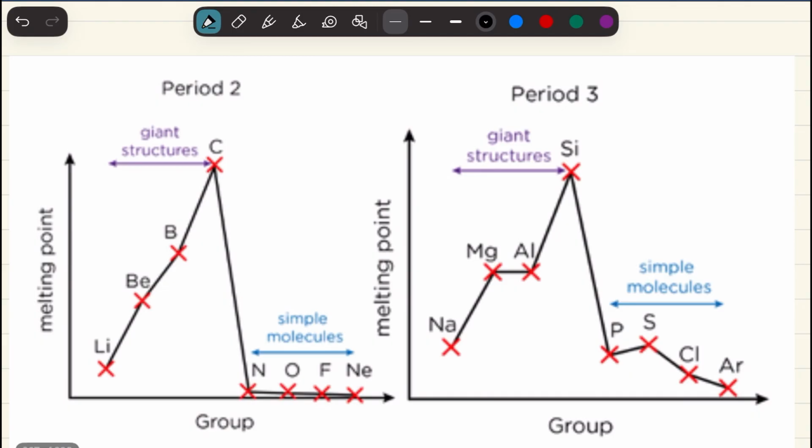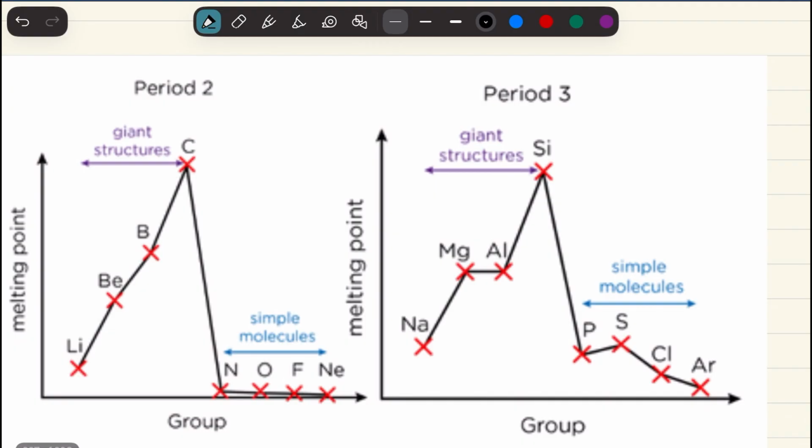Yeah. Period 3, probably more likely to get asked about, but again, it's a similar story. It's a very similar story. Yeah. I don't want to spend too much time on this, but just know that.